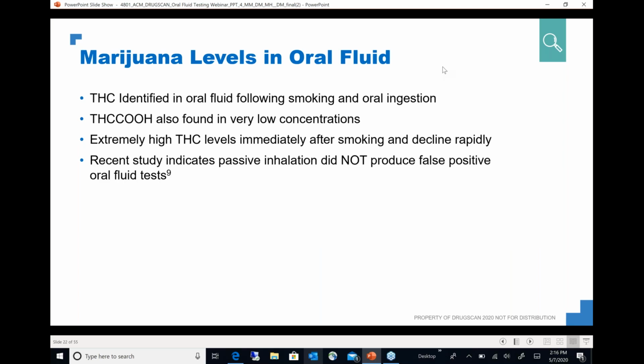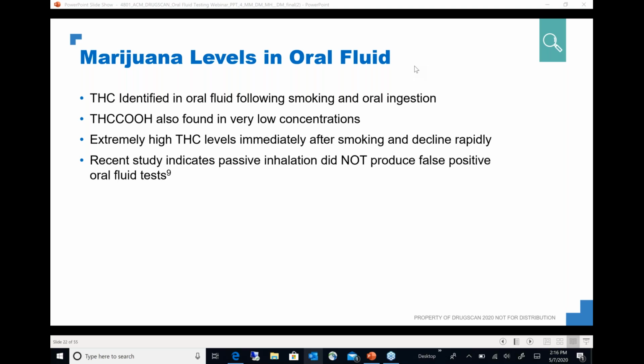Marijuana levels identified in oral fluid. Typically, THC is identified following smoking and oral ingestion. The THC carboxy metabolite may be found in very low concentrations. Extremely high THC levels are found immediately after smoking and decline very rapidly. And recent studies indicate that passive inhalation did not produce false positive oral fluid tests.